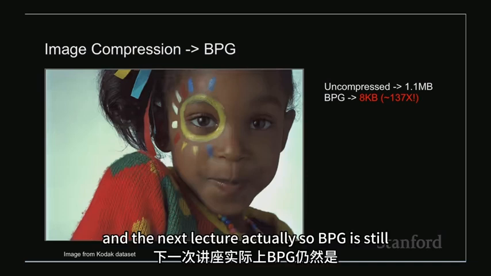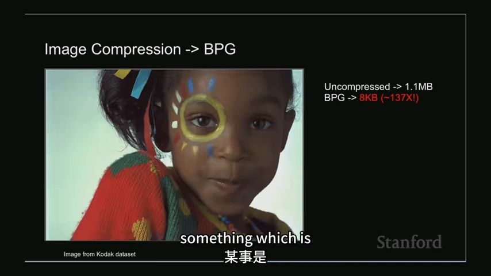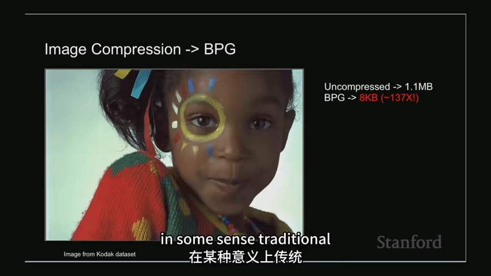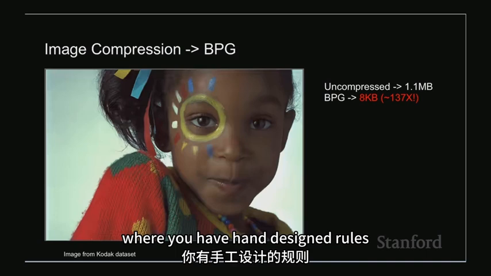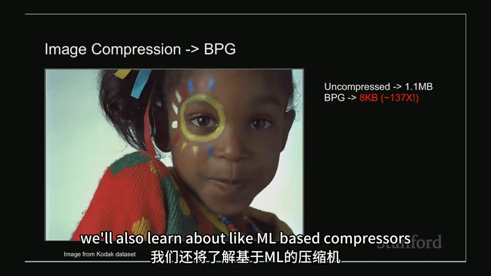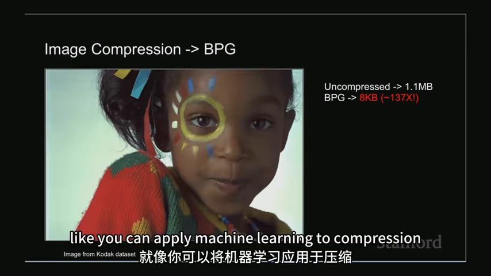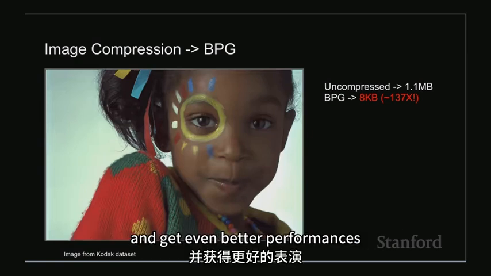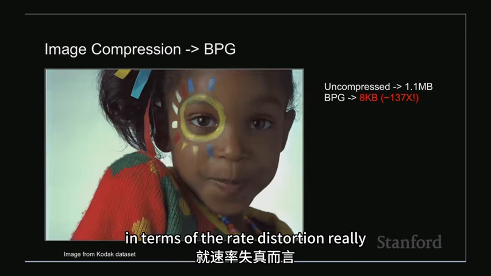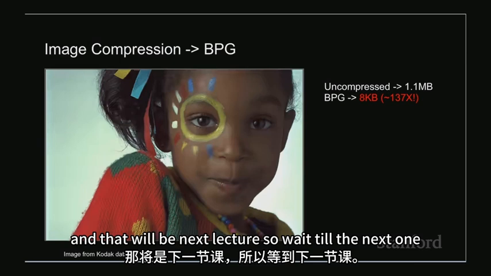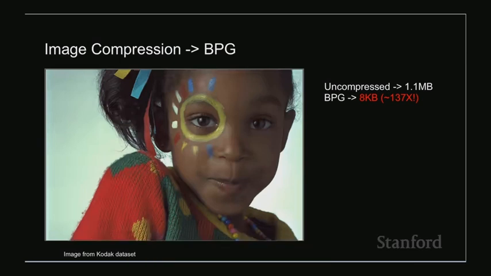In the next lecture, BPG is still in some sense traditional, where you have hand-designed rules. In the next lecture, we'll also learn about ML-based compressors. Machine learning has taken the world by storm, and similarly you can apply machine learning to compression and get even better performance in terms of rate distortion. That will be the next lecture, so wait till the next one, which will be after Thanksgiving.